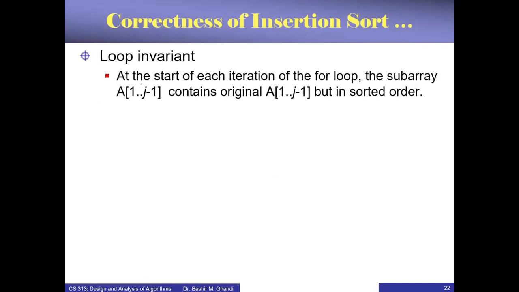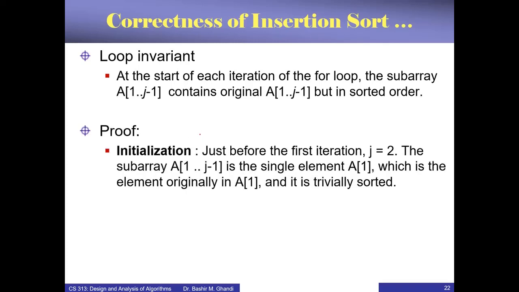So again, I repeat, the loop invariant is: at the start of each iteration of the for loop, the subarray from 1 to j minus 1 contains the original elements but in sorted order. So is this true initially? Is this true after each iteration? And is it true at the end? If we can show this true, it means definitely our algorithm is working correctly. Okay, let's take the proof.